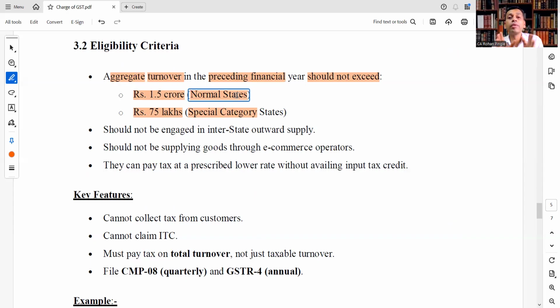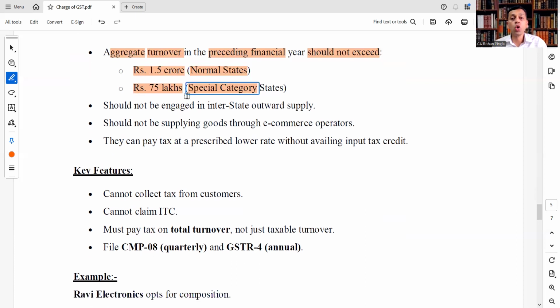Just be clear that there are some states where the 1.5 crore is notified, and for a few special category states the turnover limit, that is threshold limit, is kept at 75 lakhs. So aggregate turnover in the preceding financial year should not exceed rupees 1.5 crore or 75 lakhs, whichever is applicable as per state rules.